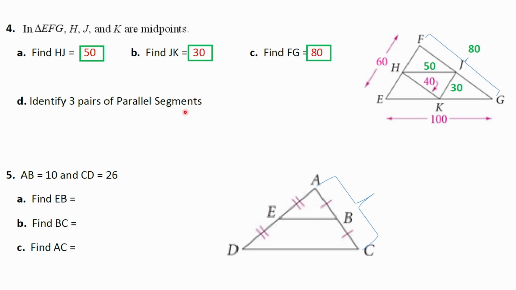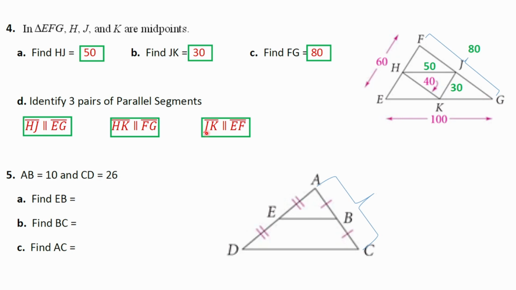Part D, there's a number of ways that we can write these or order our responses here, but I'll share with you the three ways that I represented this. The first one is I said that HJ is parallel to EG. HK, which is this segment here, is parallel to FG, which is this third side over here. And then JK, which is the length of 30 here, is parallel to EF, or FE. Again, there's multiple ways that we can represent these, but these are the three ways that I represented them.